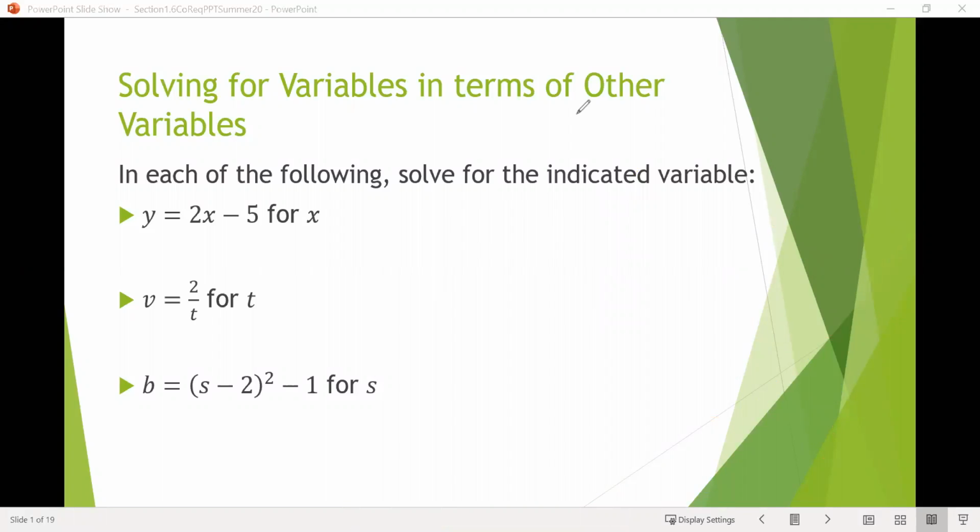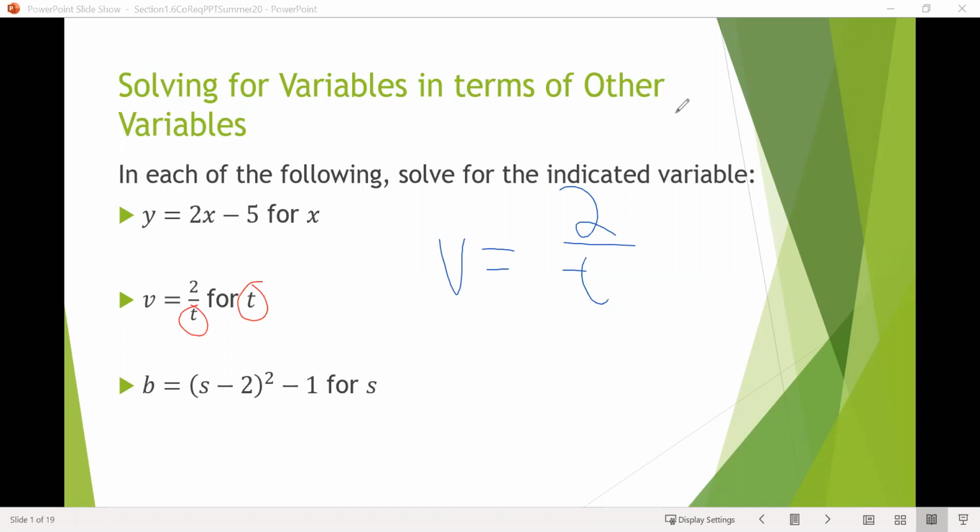All right. Let's look at the next one. So now we have v equals 2 over t. And we need to isolate the variable t in this case. So let's set this up. We have v equals 2 over t. And notice that one issue we run into here is that the t is in the denominator of that fraction on the right-hand side, right? So we need to figure out how we're going to deal with that.